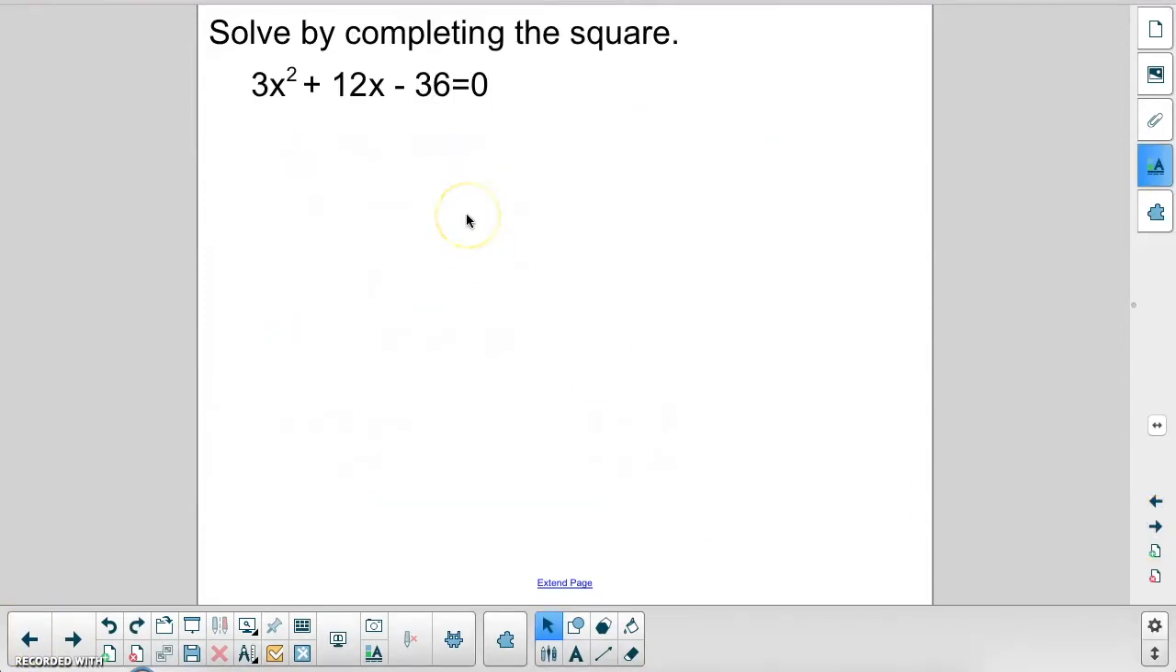Our next set of problems is solving by completing the square. So in this method, I'm not going to factor, I am going to complete the square and then solve. So notice that in this equation, all the coefficients are divisible by 3. So I'm going to go ahead and simplify this problem, dividing by 3 on both sides. That leaves me with x squared plus 4x minus 12 equals 0.